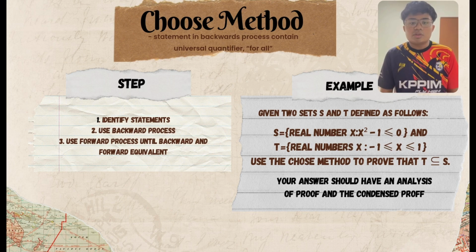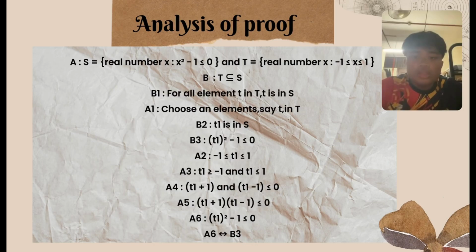Use the choose method to prove that T is a subset of S. Your answer should have an analysis of proof and the considered proof. So for step A, set S equals the set of real numbers x such that x squared minus 1 is less than 0, and set T is the set of real numbers x such that negative 1 is less than or equal to x, which is less than or equal to 1.